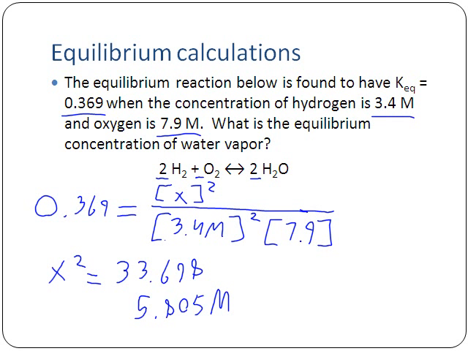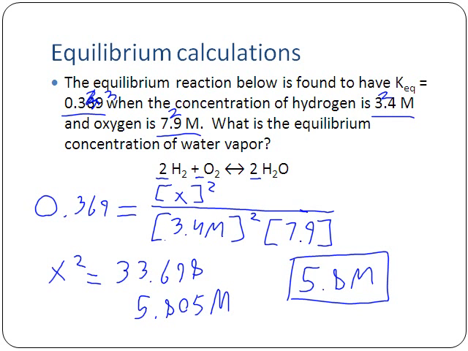In this case, significant figures. Our KEQ has 3 significant figures. That should be a 3 right there. Looks like a 2. 3 significant figures. Our oxygen concentration has 2. Our hydrogen concentration has 2. So our final answer will have 2. And so we know we have 5.8 molar is the concentration of our water vapor here. And that's how you work that out.